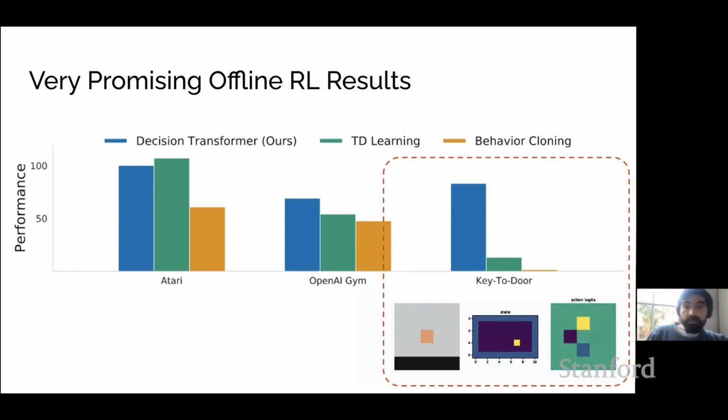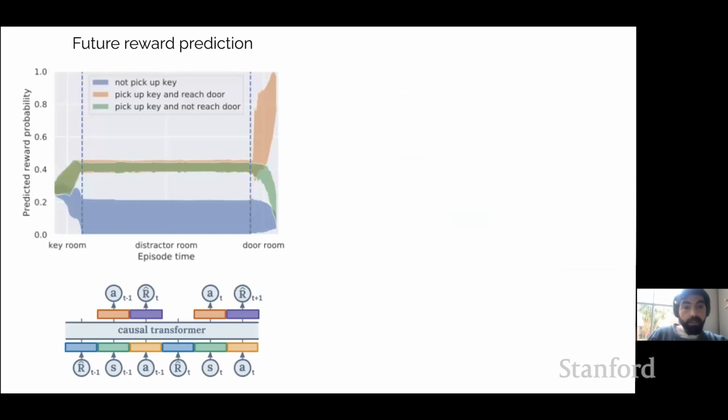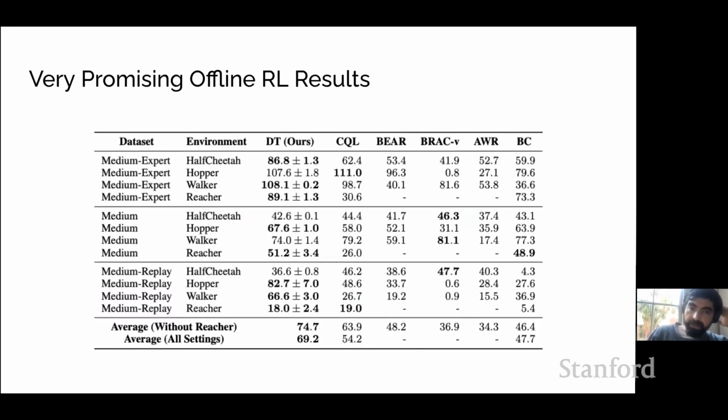And we're seeing that these models do, in cases, significantly better than behavioral cloning, and in some cases about the same, sometimes better, sometimes worse, than temporal difference learning approaches to offline RL. There are also some interesting things where, in these key-to-door environments, the attention weights in these models attend to significant events in the past.